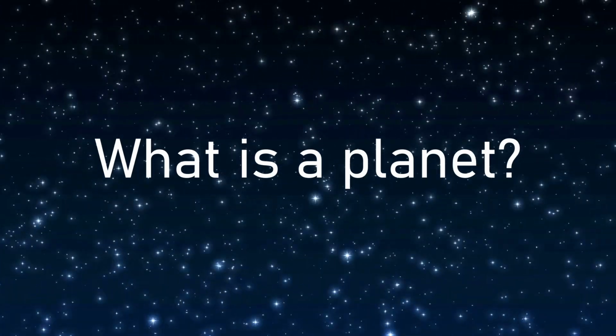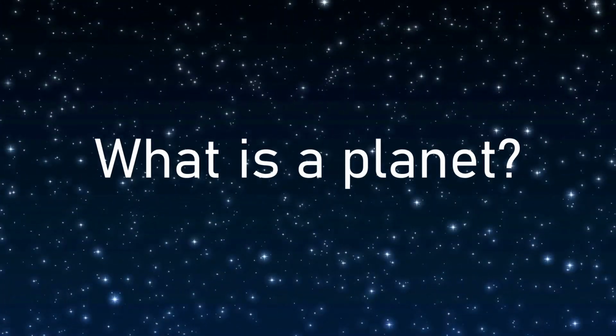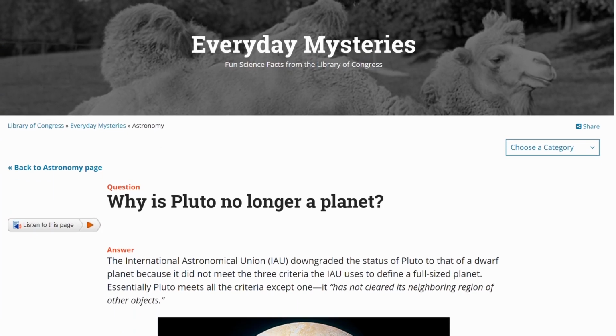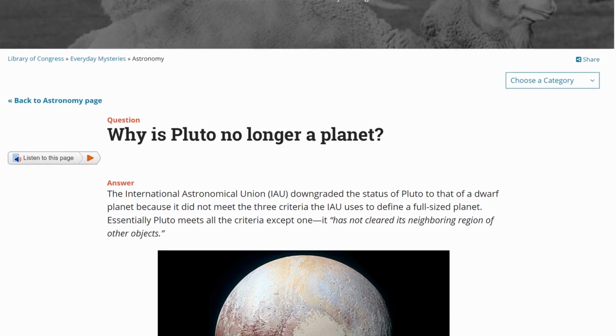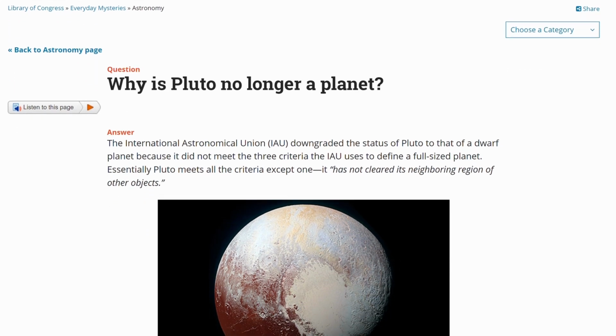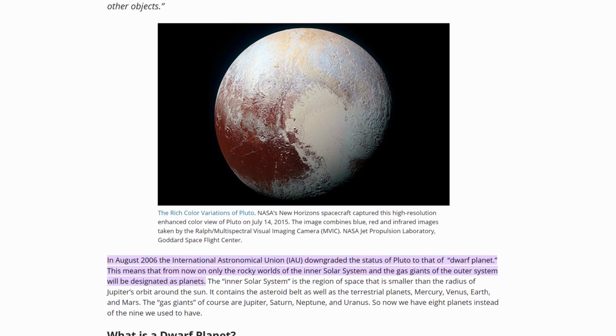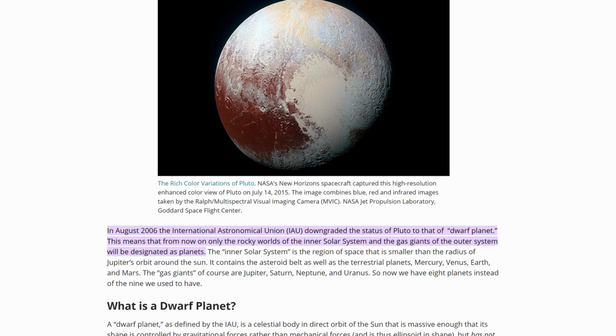Alright, definition number 2 is what is a planet? Now, this one is controversial, especially in the most recent years. As we know, this definition can exclude some of our beloved space objects, but here is the actual scientific definition.